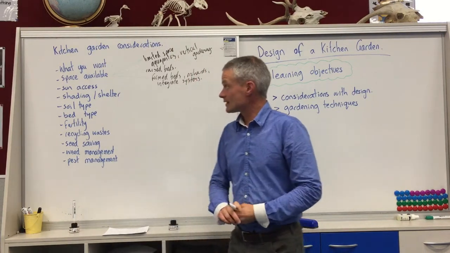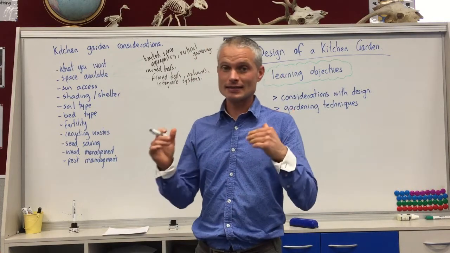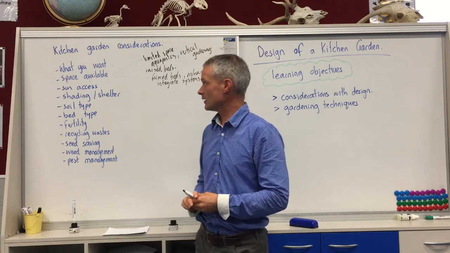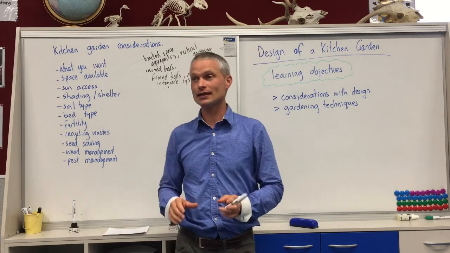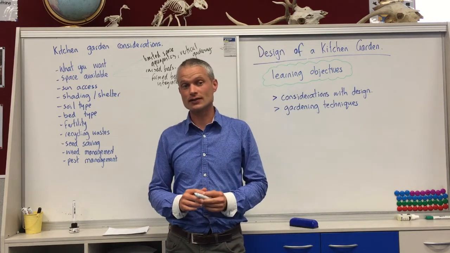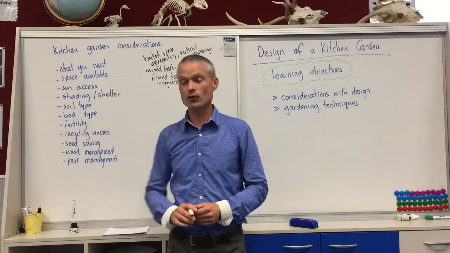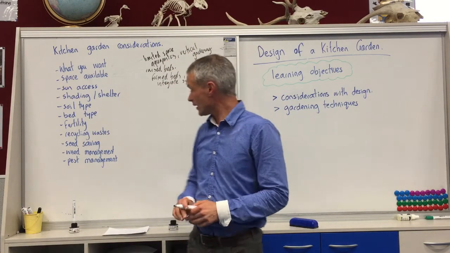Alright, so the sun axis is also another important consideration. It's where the sun's coming from, and that will be affected by the orientation of your garden towards the sun and any shading from any existing structures on the site. So these two go quite hand in hand. So sun axis is an interesting one.